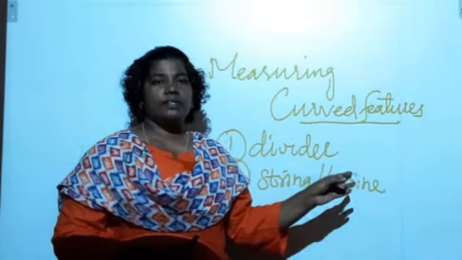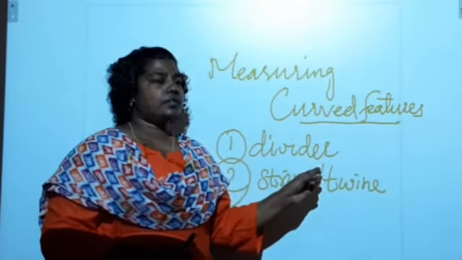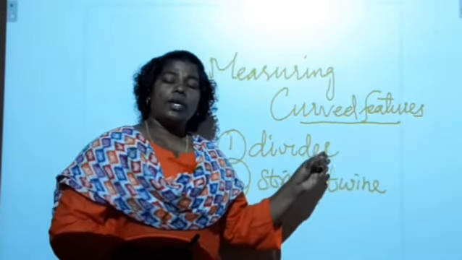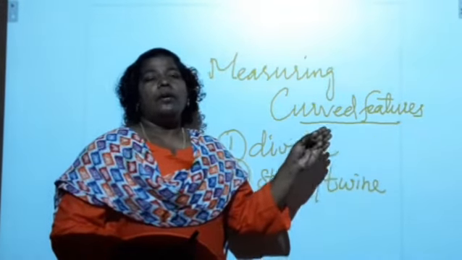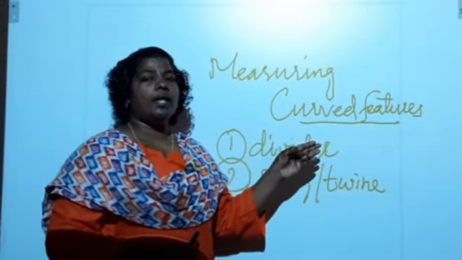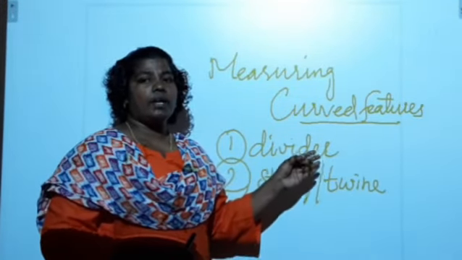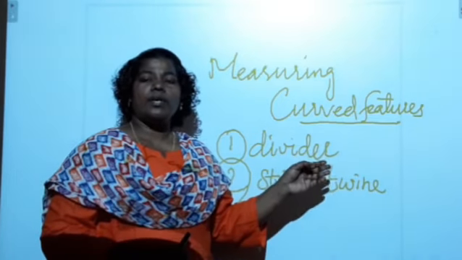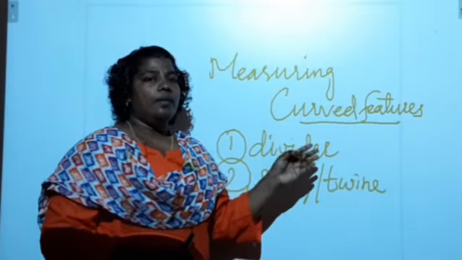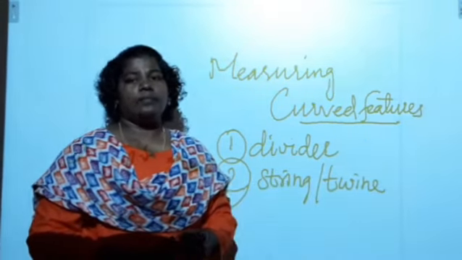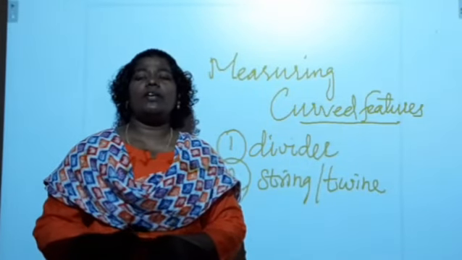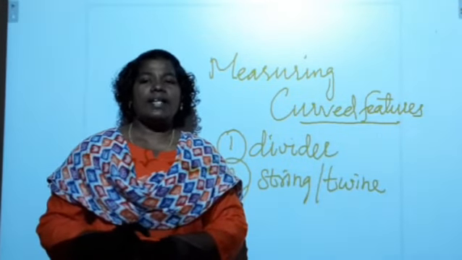Did you understand, children? Using this divider method and string method, you can find out the actual distance on the ground and the distance on a map. In this way you can measure the actual distance on the ground and the distance which is given on a map. Did you understand?